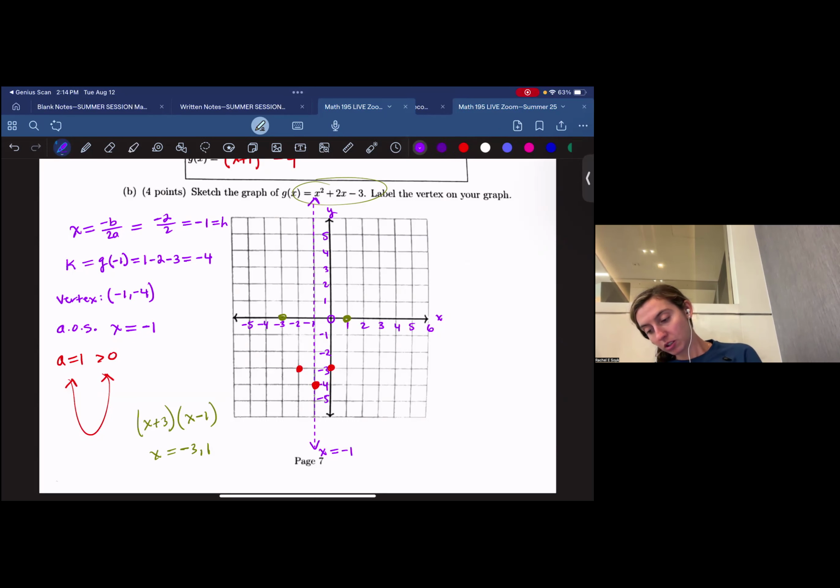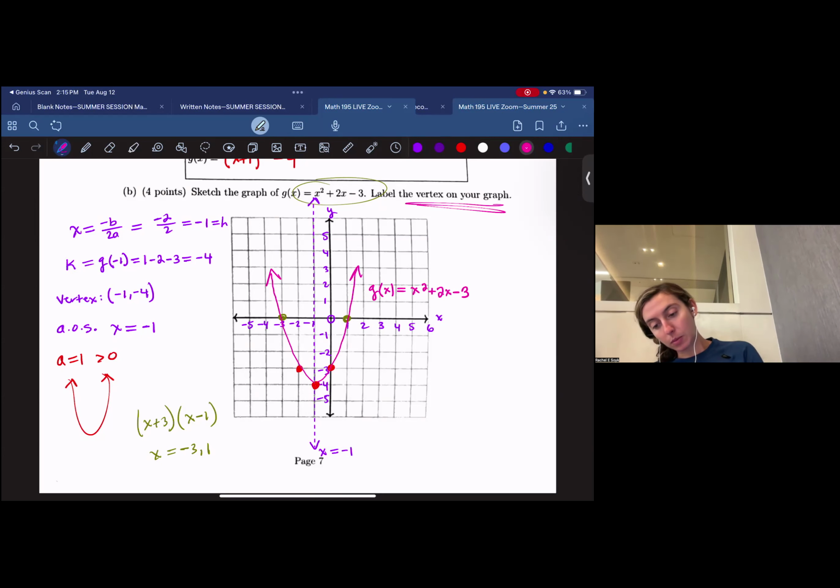And now we can just connect the dots. So more than enough points to show our graph of our quadratic. Our last step is we want to write out the equation. Label, always label your graphs.